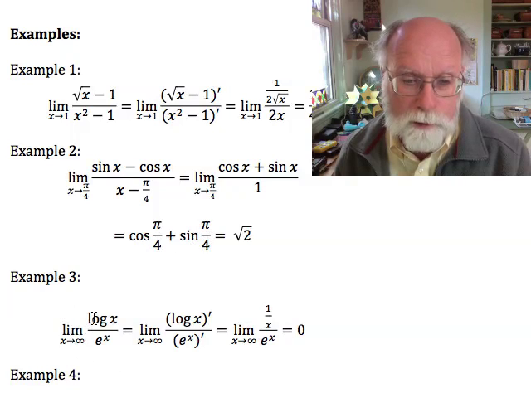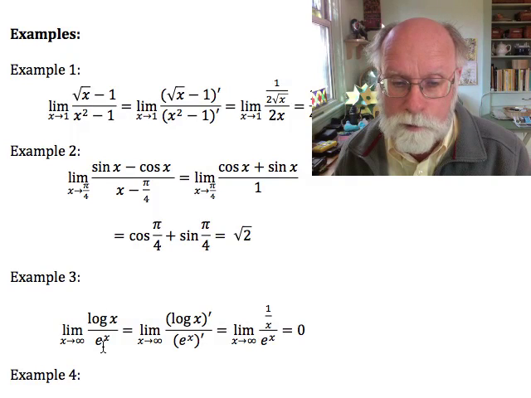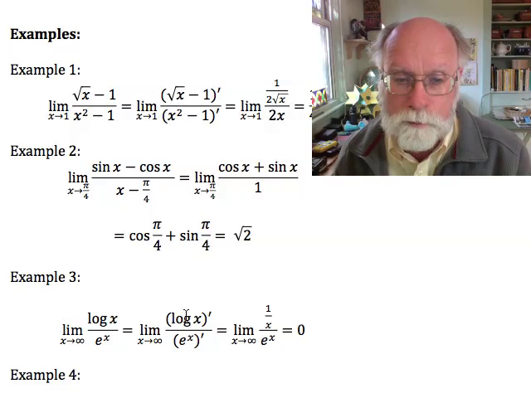Example 3 is infinity over infinity, and we're letting x go to infinity. Again, L'Hopital's rule applies because the numerator goes to infinity and the denominator goes to infinity. We replace them each with its derivative, and the derivative of log x is 1 over x. The derivative of e to the x is e to the x. Now when we let x go to infinity, 1 over x goes to 0, and e to the x goes to infinity. So we're going to 0 over infinity. Well, that is just 0.